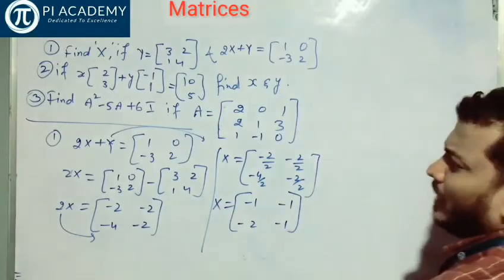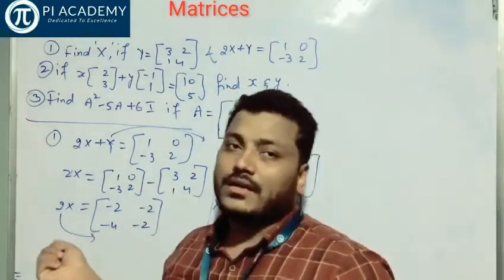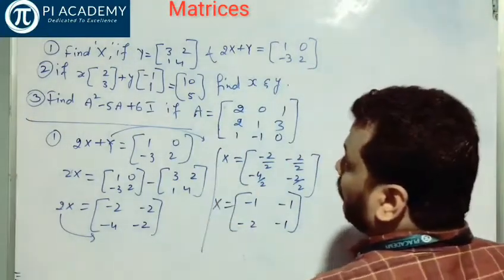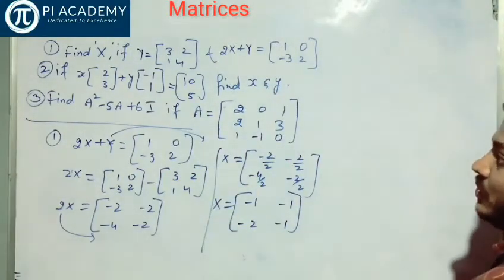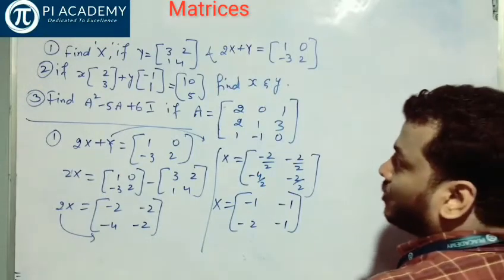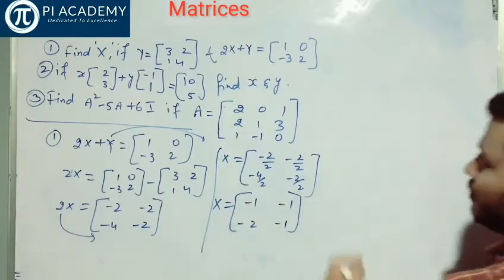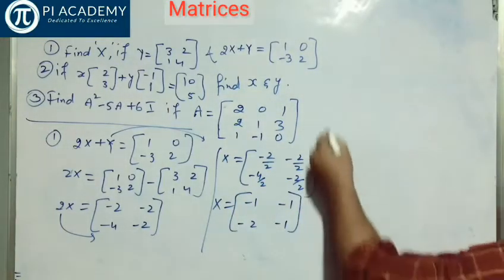So this is normal addition, subtraction as well as division. It will just divide each and every element. Now the next is what? If X into the matrix they have given, 2 and 3, and Y into minus 1 and 1, is equal to some matrix, then find the value of X and Y.